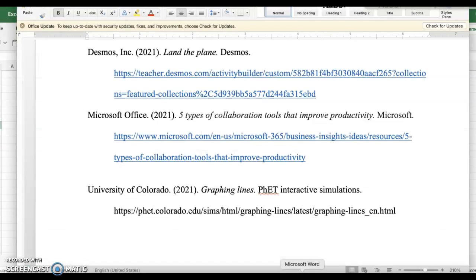Here is a list of references from the 3 technological tools that I will be using.